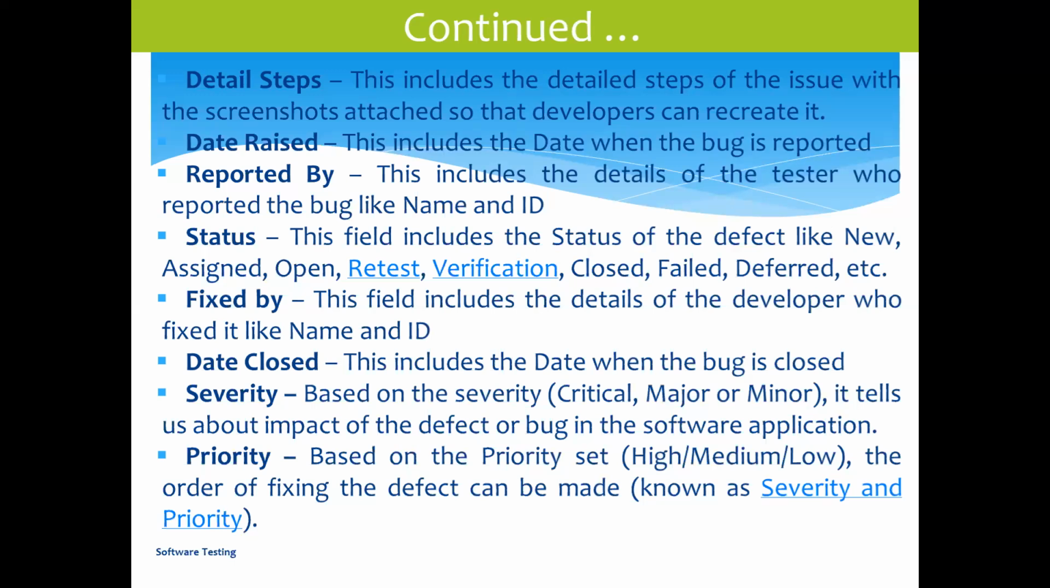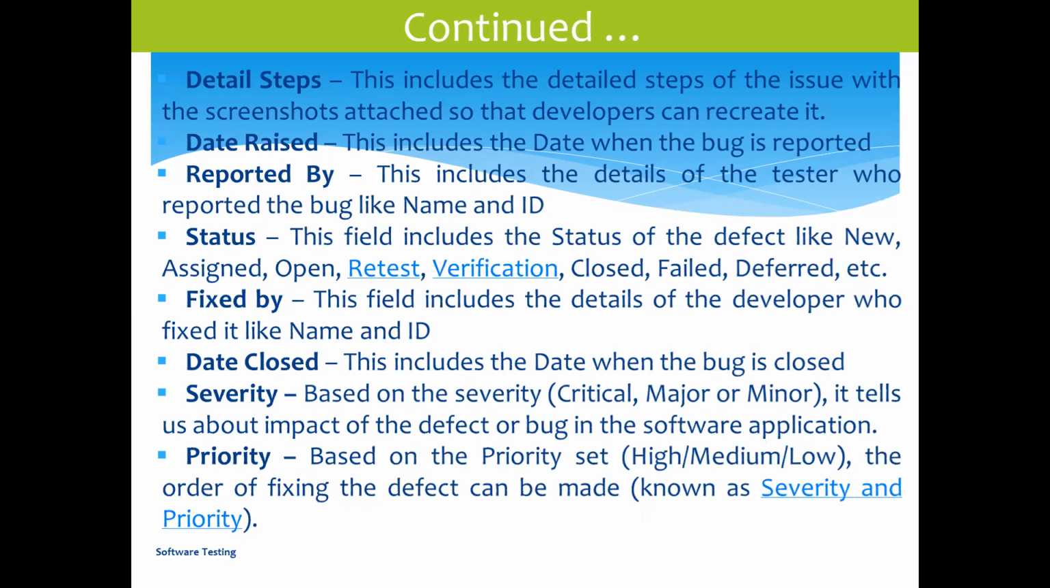Then the developer who fixed it will be mentioned. Then date closed, severity, priority, all those things will be mentioned. It can be mentioned in one Excel sheet, or in one Word document, or in any tool. If we are using any tool also, these are the column names. Reported by will be in one column, date raised one column, detail steps one column. So column by column it will be present. All the description we need to mention. It will not take much time, around 5 minutes to fill everything.